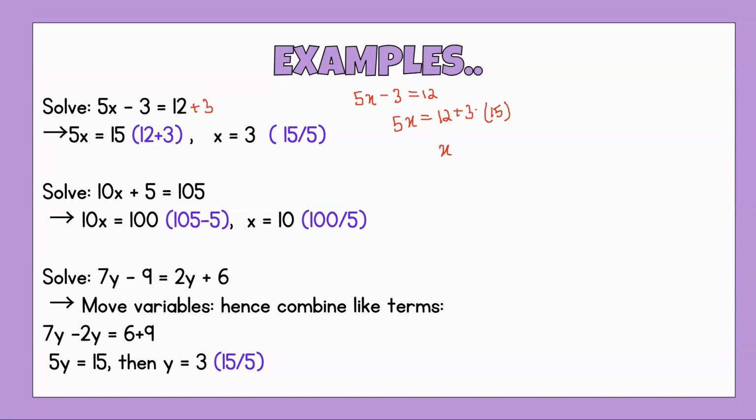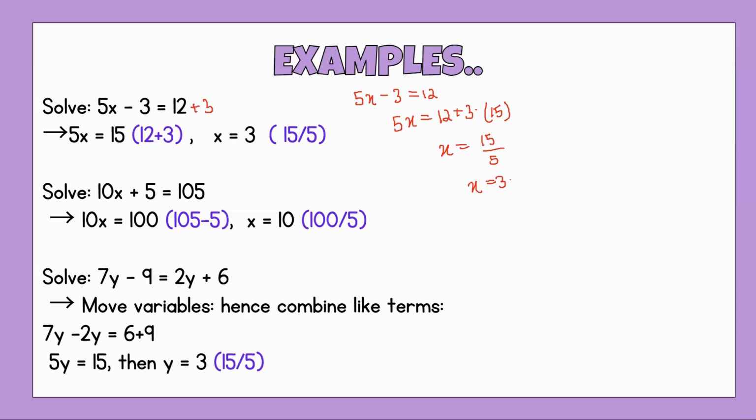X will be 15 divided by 5, because we have been doing 5 multiplied with x, right? Now we will divide by 5, not multiply by 5 anymore. So x will become 3.